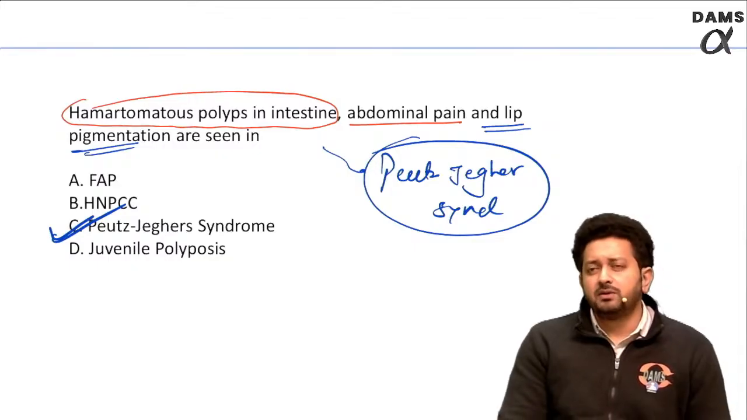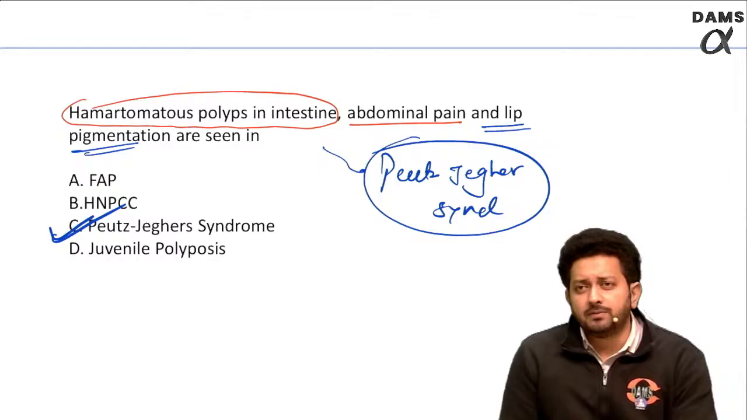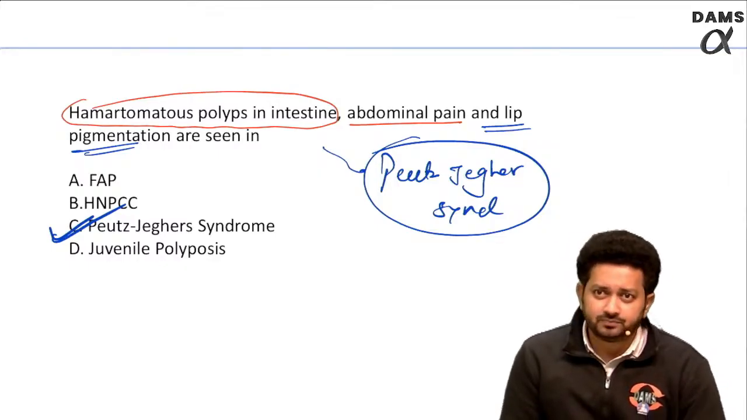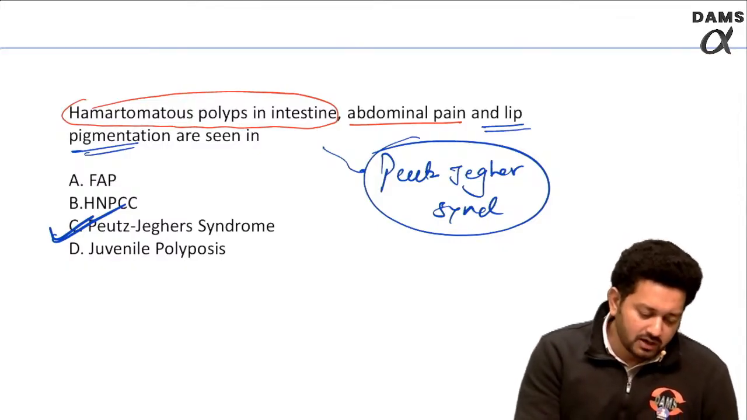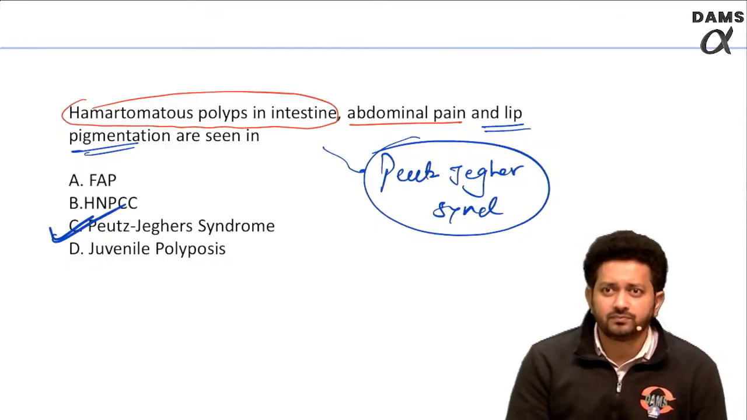FAP syndrome, there will be multiple adenomatous polyps in the colon. HNPCC can have again a variable presentation. There can be polyp, there can be cancer. And juvenile polyposis is not this classical, that is a rare condition.